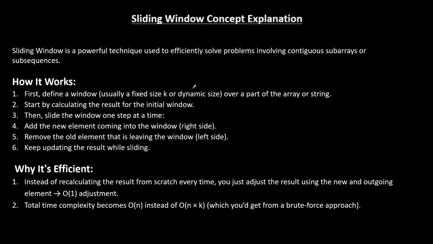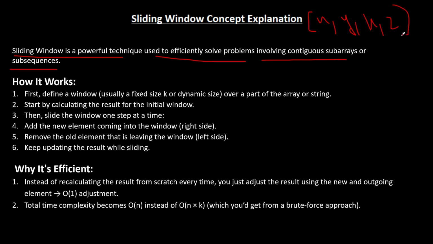Before going to the approach, let's understand the sliding window concept in more depth, right? So sliding window is a powerful technique used to efficiently solve problems involving contiguous subarrays or subsequences. I hope you understand what subarrays are, right? If this is an array with some values, a subsequence of it will be x, n, z. We follow the relative order given in the original array, but it may be continuous or it may not be continuous. Fine. And the same applies in the case of strings also.